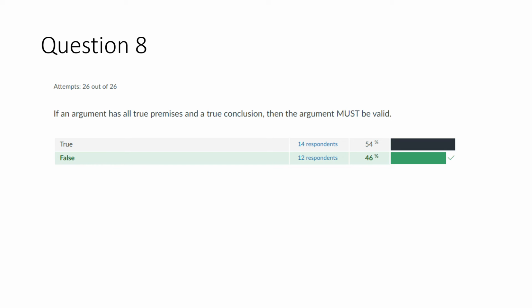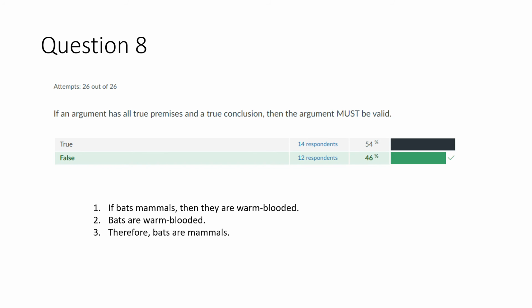In order to show validity, we have to show that it's impossible for the premises to be true and the conclusion false. And in terms of truth tables, if you think about it, just because you find a row where the premises are all true and the conclusion also true, that doesn't show that the argument is valid. You have to go on and check and make sure that there aren't any other rows where perhaps there might be true premises and false conclusion. It's the same idea here. And in fact, we can take a look at an example.